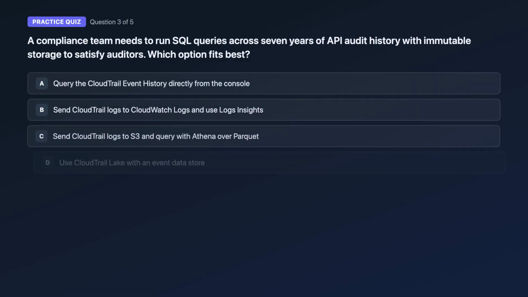Question 3. A compliance team needs to run SQL queries across 7 years of PII audit history with immutable storage to satisfy auditors. Which option fits best? Is it A, query the CloudTrail event history directly from the console? B, send CloudTrail logs to CloudWatch Logs and use Logs Insights? C, send CloudTrail logs to S3 and query with Athena over Parquet? Or D, use CloudTrail Lake with an event data store? Take a moment.